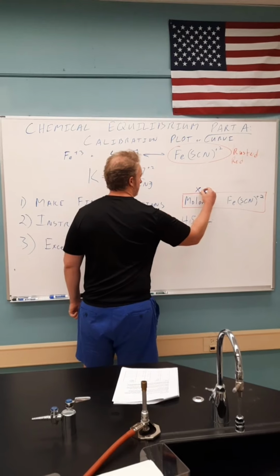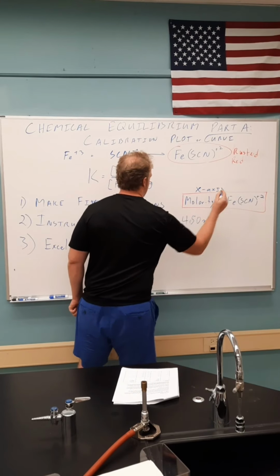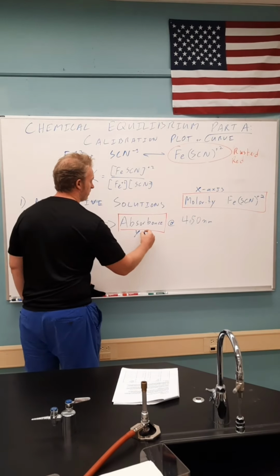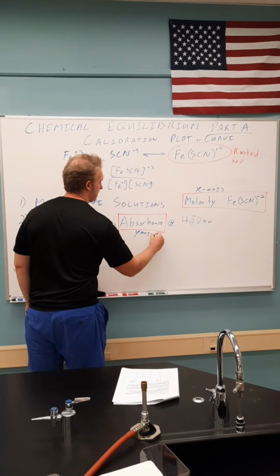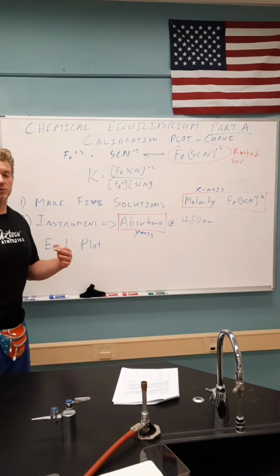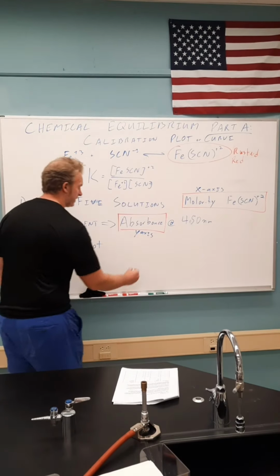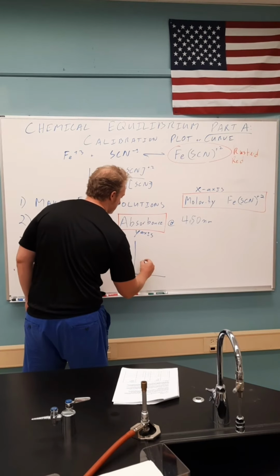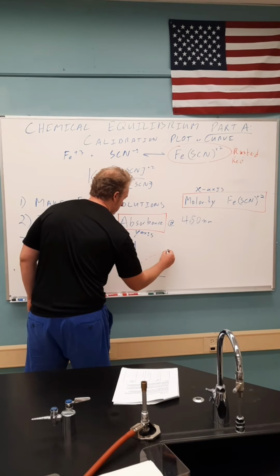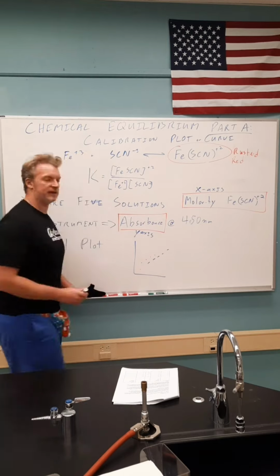Molarity will be on the x-axis, and absorbance will be on the y-axis. And it is expected that you make a scatter plot in Excel and find the y equals mx plus b, or the best fit line.